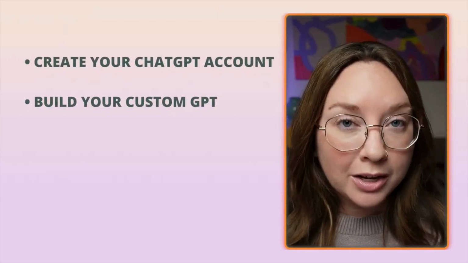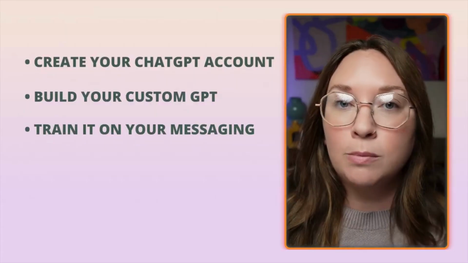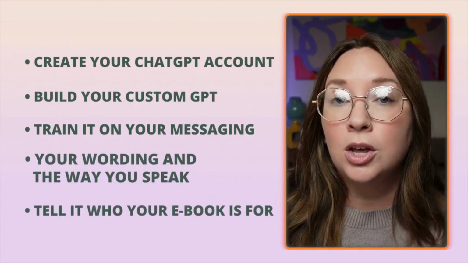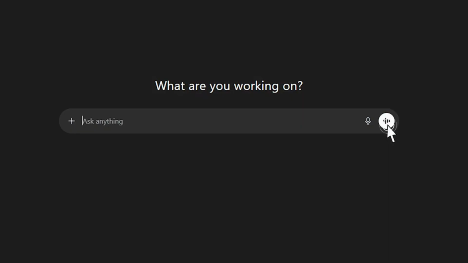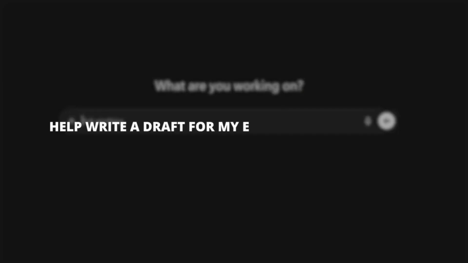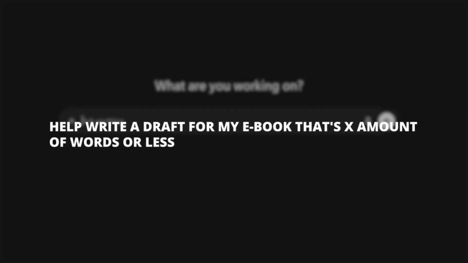Okay. And I want you to try using the same framework for your ebook. So what you're going to do, again, create a ChatGPT account if you haven't already, create your own custom GPT, train it on your messaging, your wording, how you speak, who the ebook is for, who you are talking to, things like that. Then click save and open it up to actually use it. You're going to hit that microphone and say, help write a draft for my ebook that's X amount of words or less, so you can come up with what you think would be good. You can try some different variables and then hit the microphone and speak everything out.